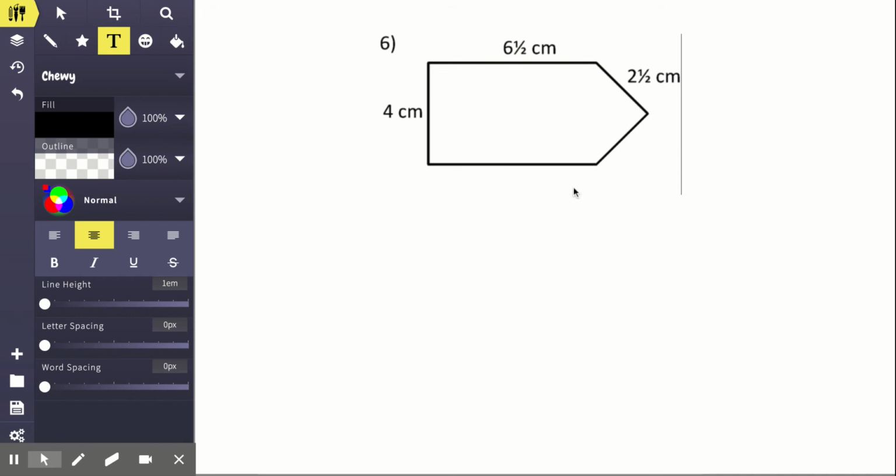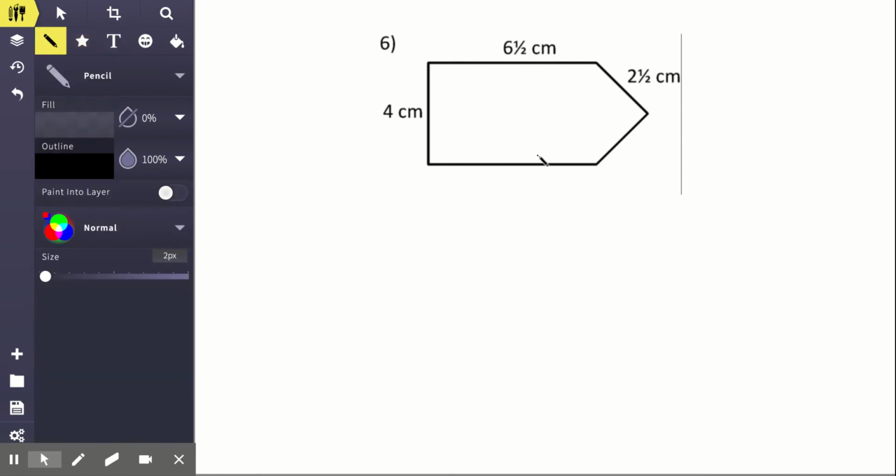Okay, so when we have a shape with two sides that are opposite and equal in length, we can just assume that the measurement of one side is the measurement of the other side, right? If you look at these two lines here, they are the exact same length. So if this top one is 6.5 centimeters, then this bottom one is also going to be 6.5 centimeters. Then the same thing goes for this. If this line is 2.5 centimeters, we can assume that this line is also 2.5 centimeters.